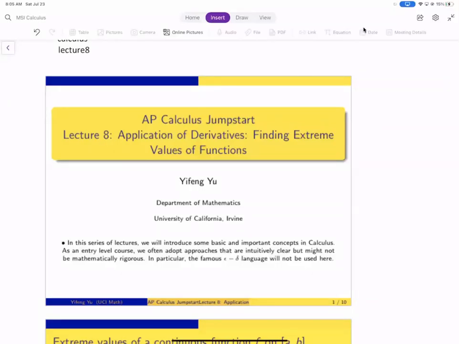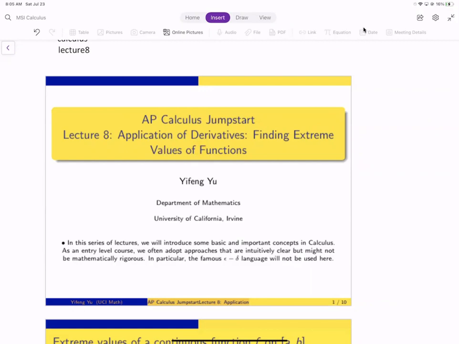In this series of lectures, we introduce some basic and important concepts in calculus. As an entry-level course, we often adopt approaches that are intuitively clear, but might not be mathematically rigorous. In particular, we will not use the famous epsilon delta language.